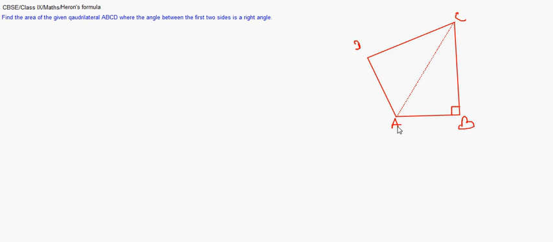The information given about the sides: this is 9 meters, this is 40 meters, this is 28 meters, and the last one is 15 meters. We have to find the area of this four-sided figure. This has been now divided into two triangles. Now ABC is a right triangle, so we can apply the Pythagorean theorem to find the hypotenuse, which is AC.